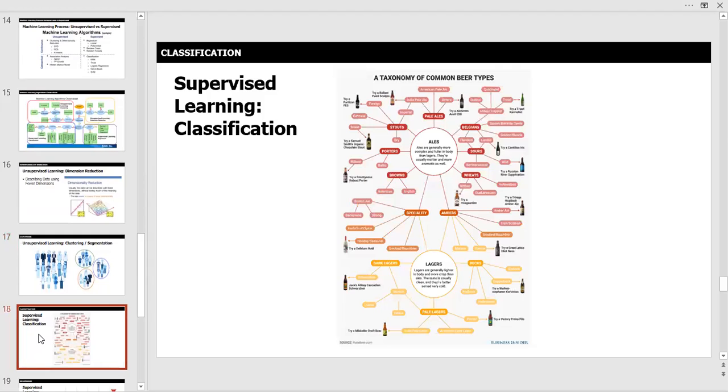Then we get to clustering. And this is my favorite slide because this is categories or classifications of beer. And I'm a stout drinker. So just FYI, in case we ever get to meet again, we will drink stout together, or I will drink stout and you can drink whatever you want. But someday I hope we get to meet together again.